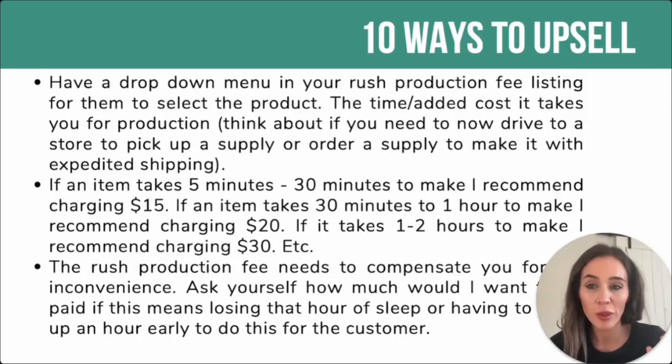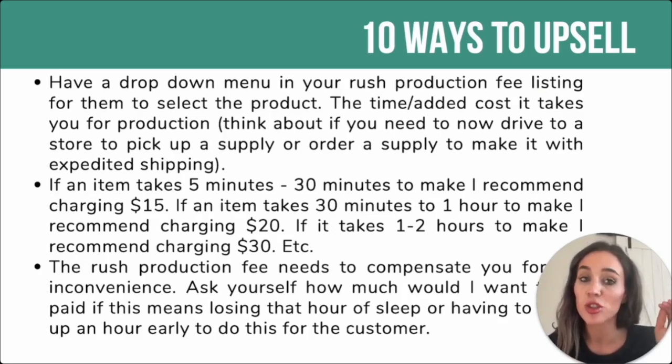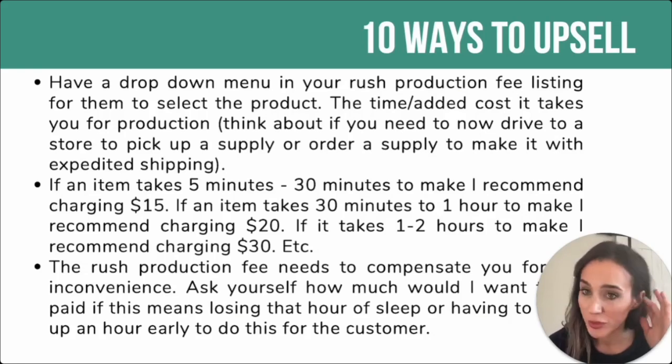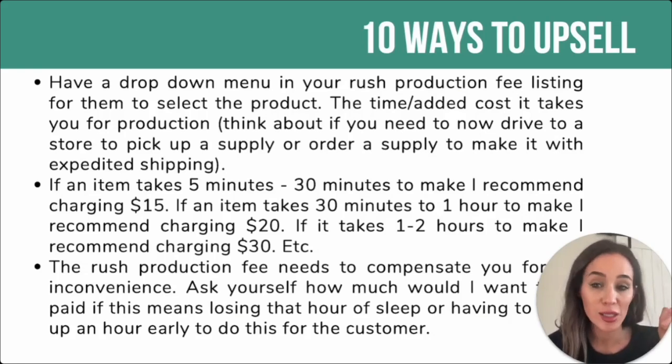So this is kind of recapping what I said. You're going to have that drop-down menu in your rush production fee listing for them to select the product, and the time and the added cost potentially that it takes for you for production. That is how you're going to price the fee per item. So think about sometimes for a rush production, like you need to go to the store, go to Hobby Lobby and get something, like charge for your gas, charge for your time. If you're ordering something online and have to pay for expedited shipping for that supply to get to you to make that, charge for that. Per item kind of what the expedited fee should be.